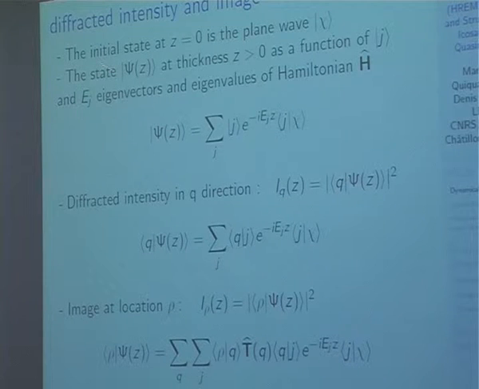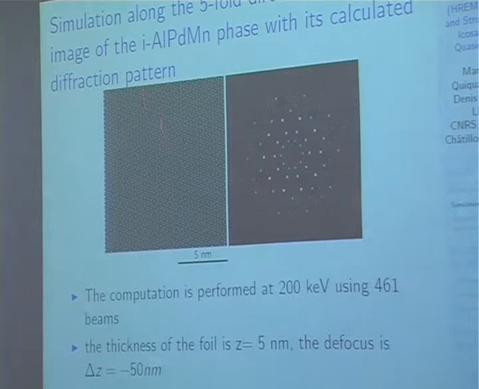When you project this state psi on the real space, you obtain the intensity of the image, and you have to include the optical transfer function of the microscope. So, on the right, I present you simulations of high resolution along the five-fold direction of a high-resolution electron microscopy image of the icosahedral phase aluminium, palladium, manganese.